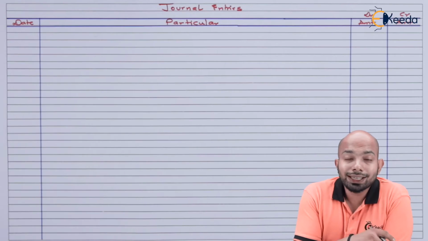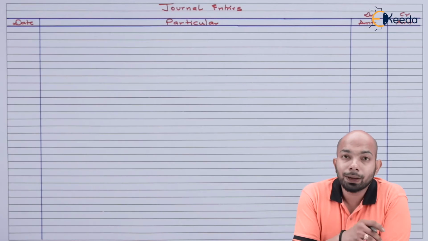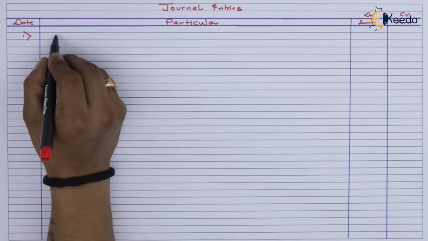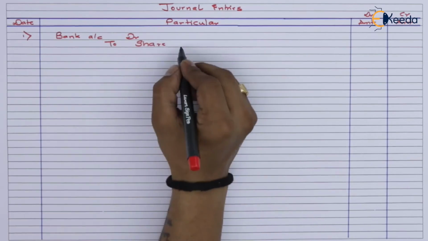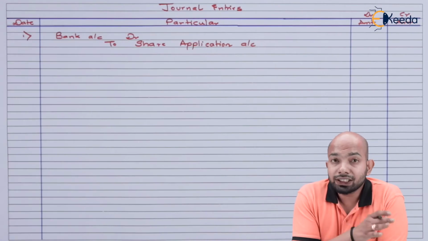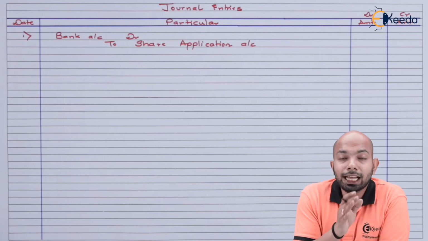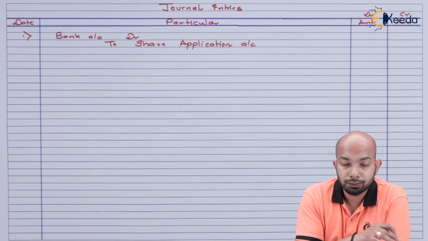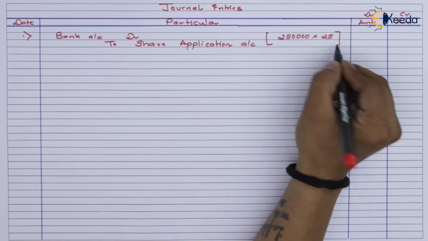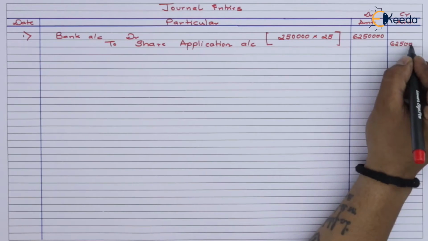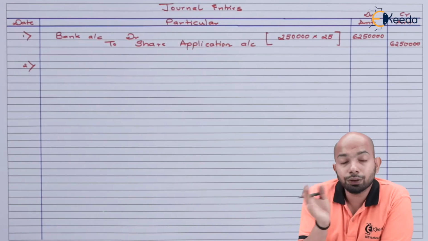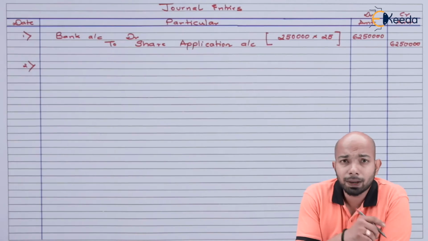Now, when it comes to journalizing, the first entry that we will pass is the receipt of application money. That will be 250,000 equity shares multiplied by the application money of 25 per share. That amounts to 62,50,000. Now, whatever application money we have received, we have to further transfer it to share capital. So let's pass that entry.